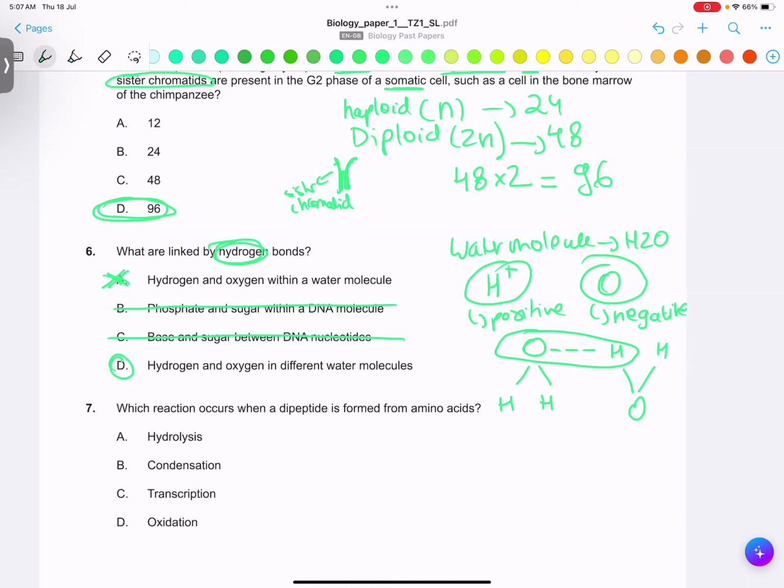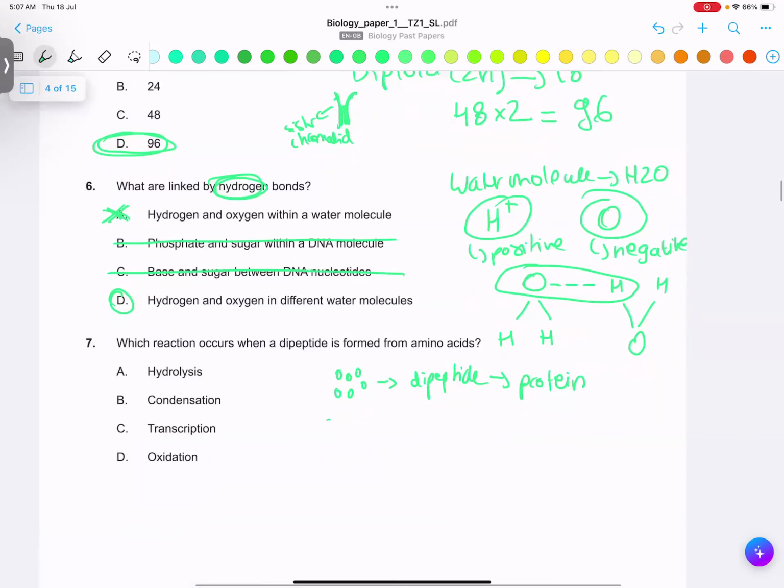So we do know that amino acids are basically the smallest particles of a protein. And then after an amino acid, you have a dipeptide. And after a dipeptide, you have a full protein, right? Okay. So this means that you need, let's say, two amino acids, so amino acid one plus amino acid two, right? So when these two form, they form a dipeptide.